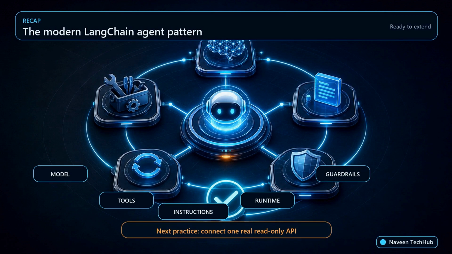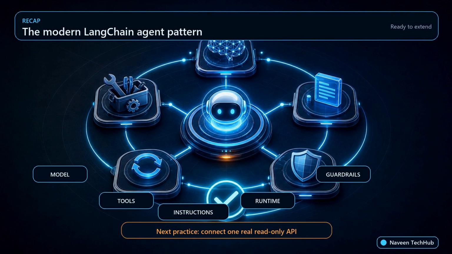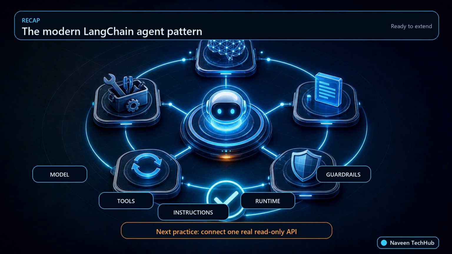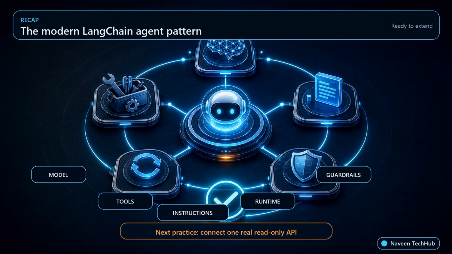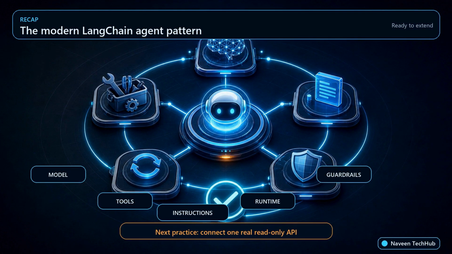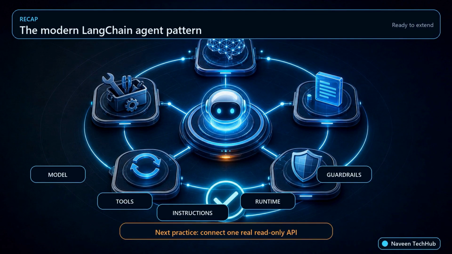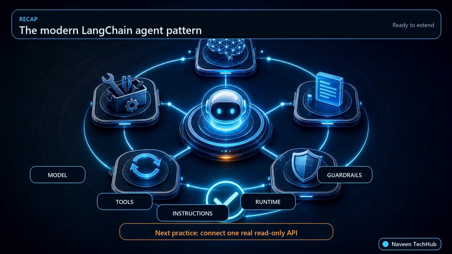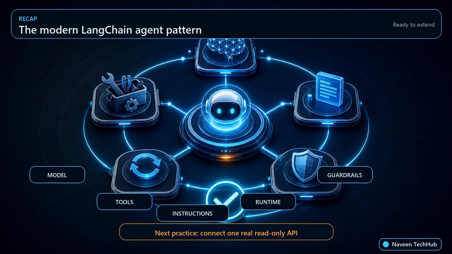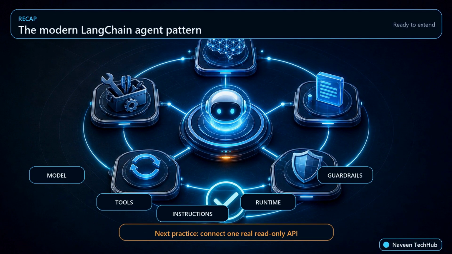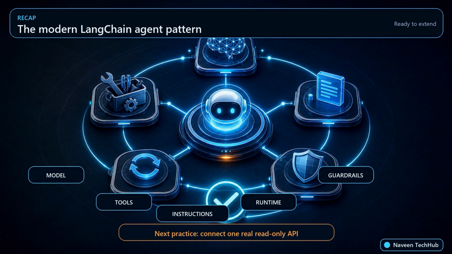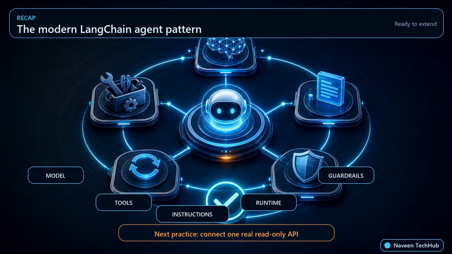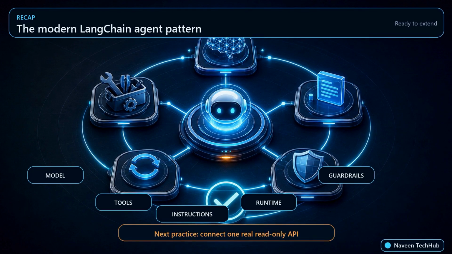So the modern LangChain pattern is simple. Create useful tools, combine them with a model and instructions, invoke the agent, and let the runtime manage the tool loop. Add structured output for reliable application data and middleware for production controls. You now have a clean starter agent that you can connect to your own APIs. Try one extra tool as your next practice step.